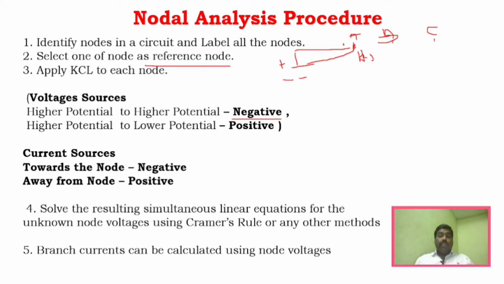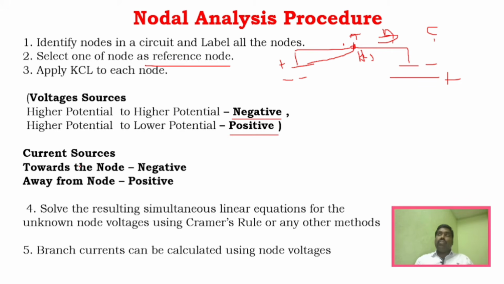If you are seeing a voltage source like this, negative to positive, so from here you always consider the node as higher potential. So it is from higher potential to lower potential. So in this case it will be positive.